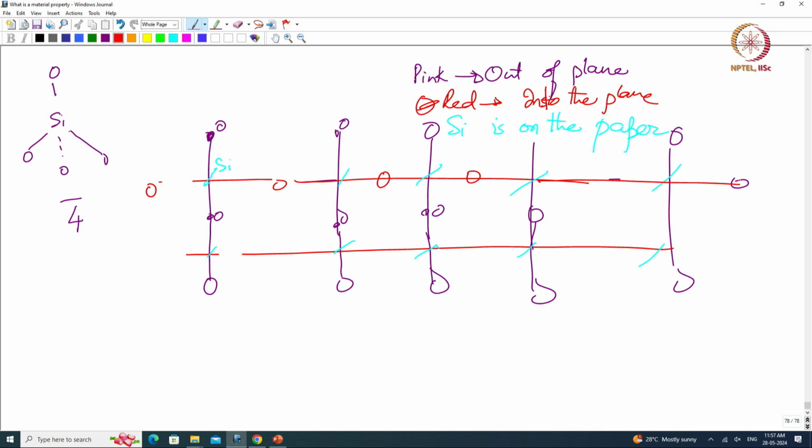Okay. Yeah. So if I do that, now this entire crystal that I am forming will have a 4-bar symmetry, right. So this will have a 4-bar symmetry, right. Or I retain the 4-bar symmetry.